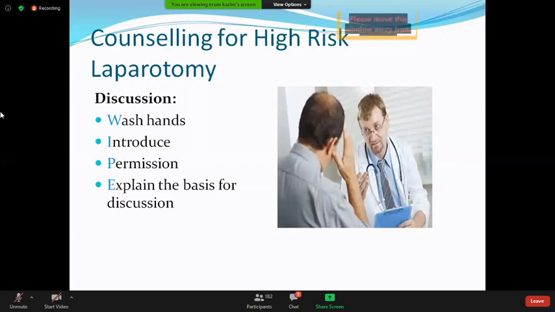So while starting the counseling with the patient, you have to first wash your hands or sanitize your hands. Then introduce. There is a mnemonic, WIPE, where W stands for wash hands, I for introduce, P for permission, and E for explain the basis for discussion. So first of all, you have to wash or sanitize your hands.